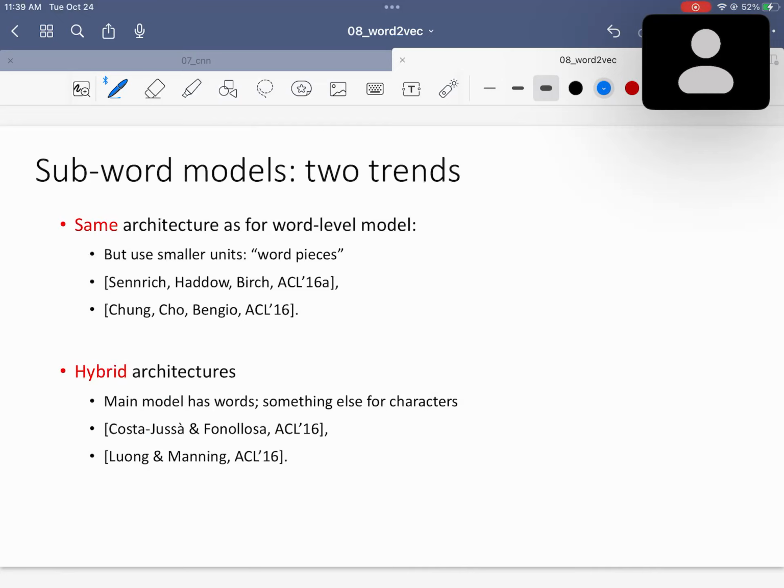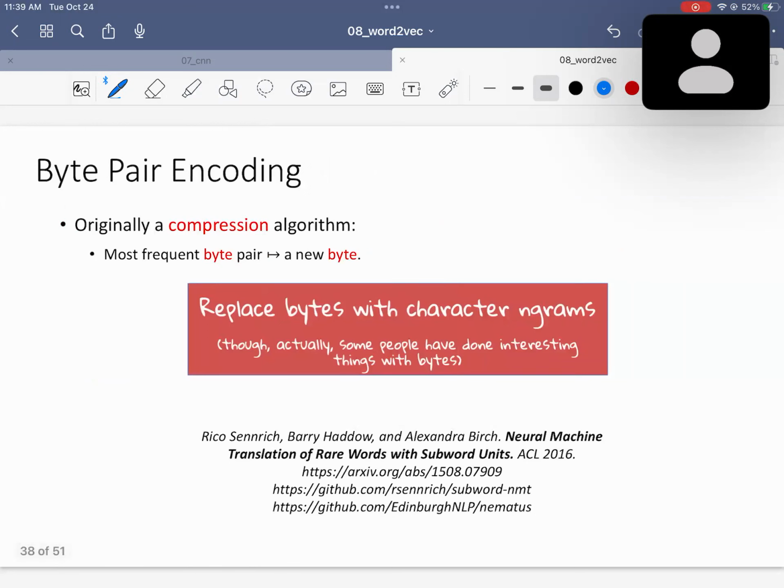So byte pair encoding came around in when? It's like 2016, I think. Yeah, 2016. I don't think anybody remembers where this came from now, but it's the foundation of modern deep learning and NLP.